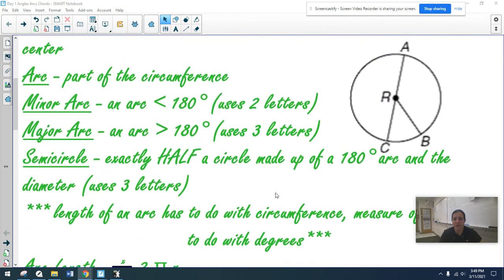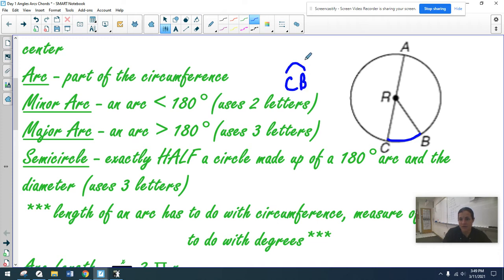So we've got a couple different types of arcs. We've got minor arcs and major arcs. So a minor arc is less than 180 degrees, and it only uses 2 letters, like I was saying right here. So this is an arc, and it's minor because it's less than half the circle. So the way they would write it would be like this, arc CB. So you have that little arc right above it. That's your notation. A major arc is more than half the circle. That will use 3 letters.